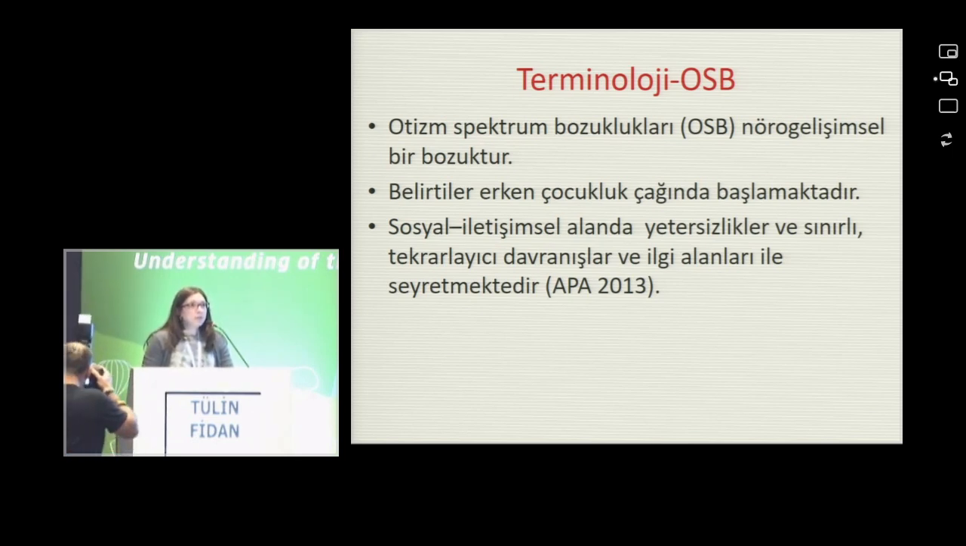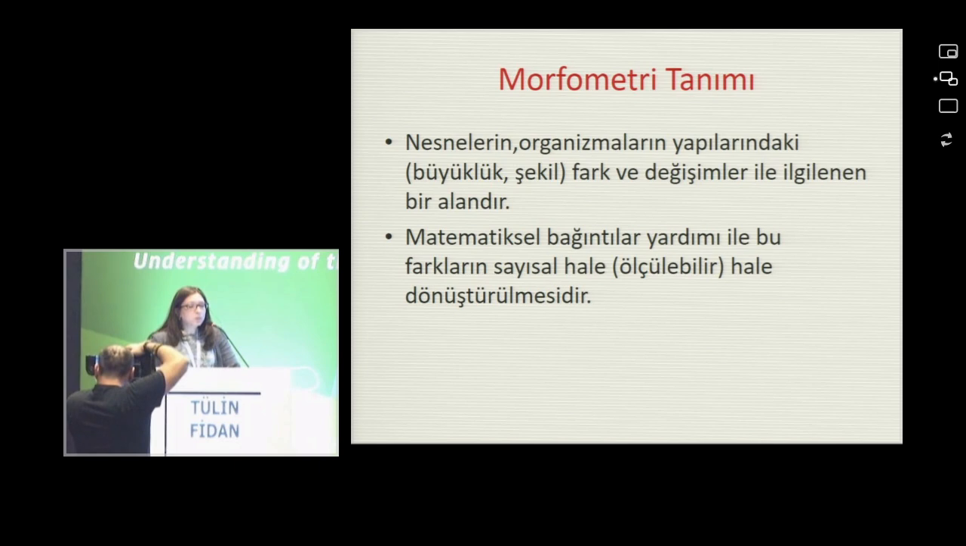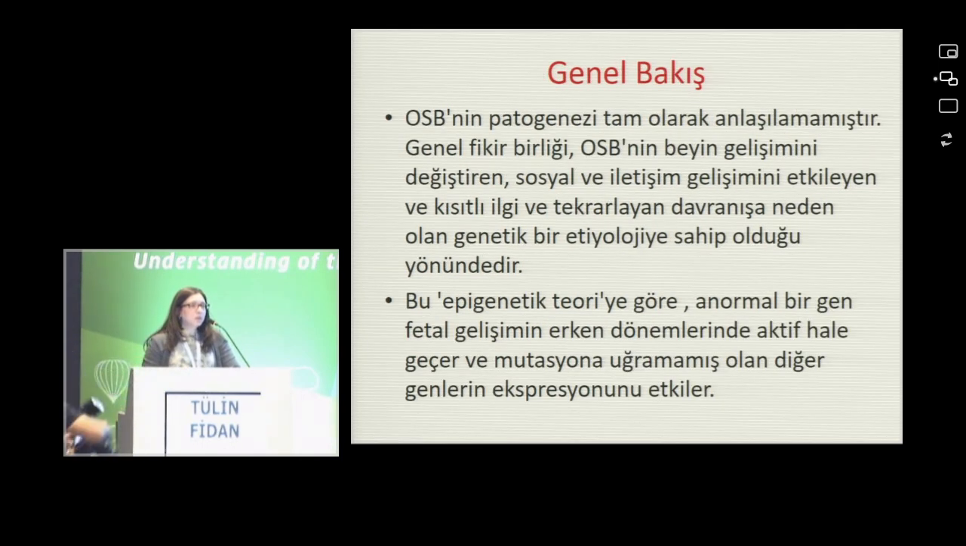As you all know, autism spectrum disorder is a biologically based neurodevelopmental disorder characterized by impairments in two major domains: deficits in social communication, and restricted repetitive patterns of behaviors and interests. When I talk about morphometrics, it is a field of interest on the differences and changes in the structure of organisms and objects, and morphometrics converts these differences into numerical values using mathematical techniques.